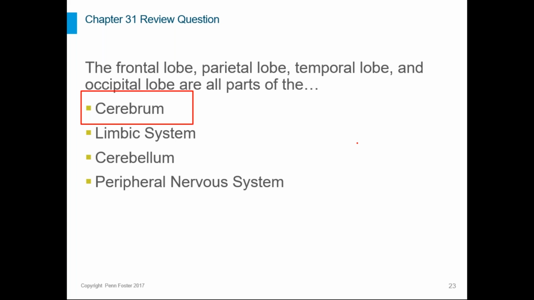Okay, well, those of you that voted, good job. The correct answer is cerebrum. So that's one of the parts of the brain, and then it's divided further into these 4 lobes that we talked about. This is just a different part of the brain.